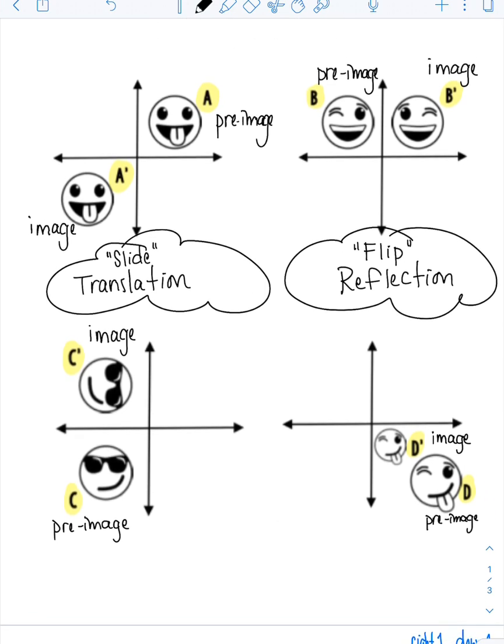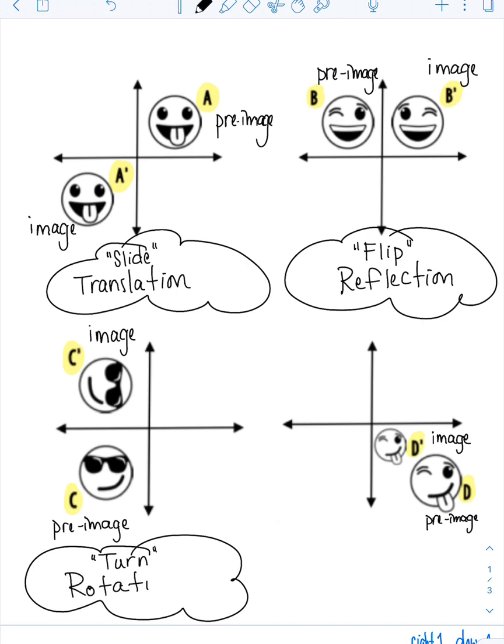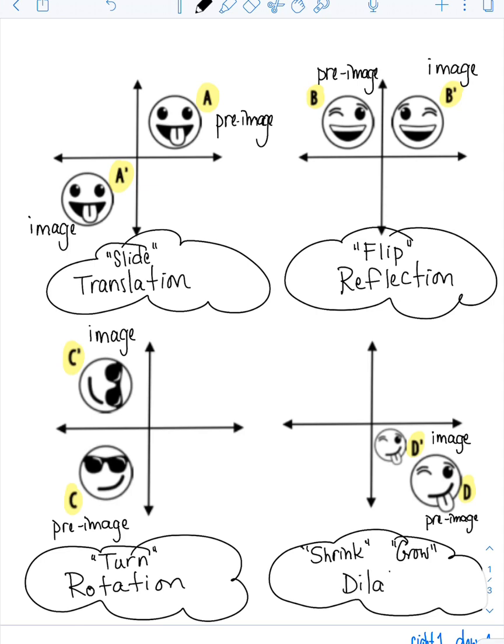Now let's look at C. So if you look at that one, it looks like it's actually turned. So what you guys in elementary school called a turn, in 8th grade, we're going to call it a rotation. And that makes sense because a rotation turns. And then last but not least, what do you notice for D? I notice from D to D prime, it gets smaller. So if something shrinks, or if it grows or gets bigger, that's called a dilation. So again, pre-image is your starting point, image is your copy, and then a slide is a translation, a flip is a reflection, turn is a rotation, and shrink or grow is a dilation.